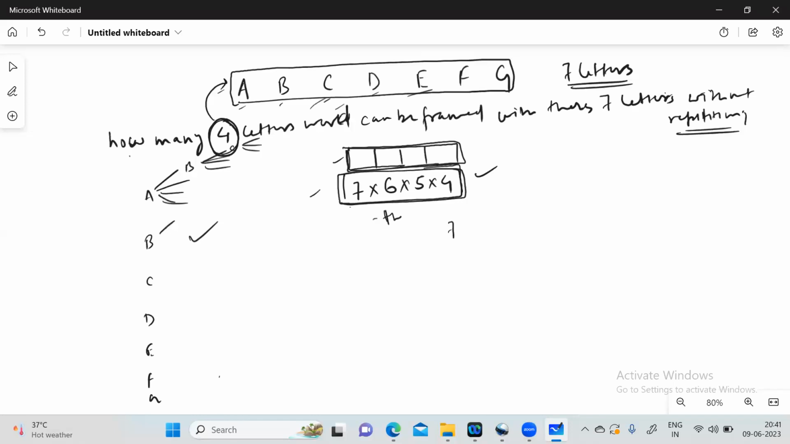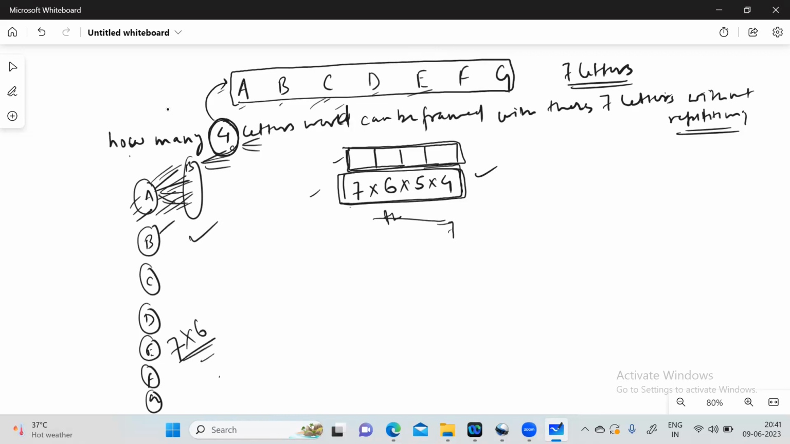Okay. For each of the first letter, there are 6 letters which can come to the second place. So for A, for B, for C, for D, for E, for F, for G, there are 7 letters which can come at the first place. And for each, there could be 6 more letters as an extension. That's why we are multiplying it. So this was the logic, and I'm not repeating it now.